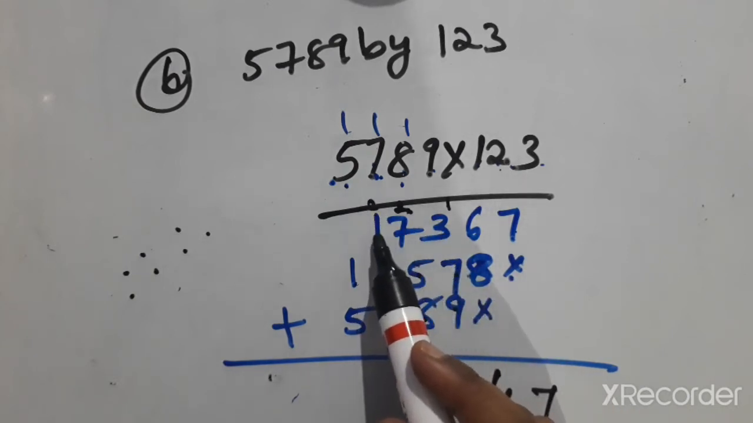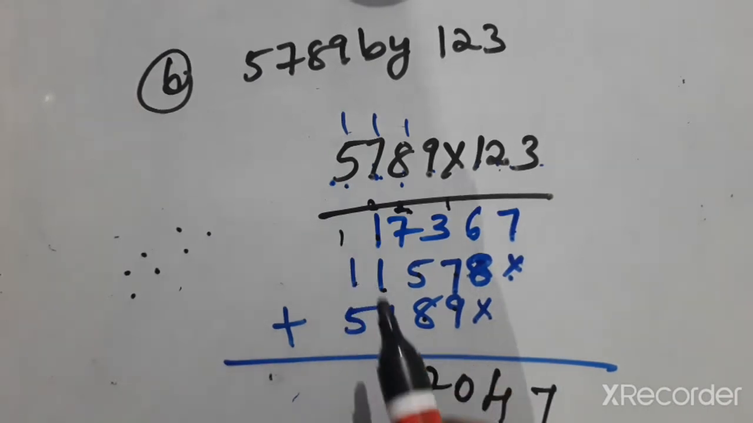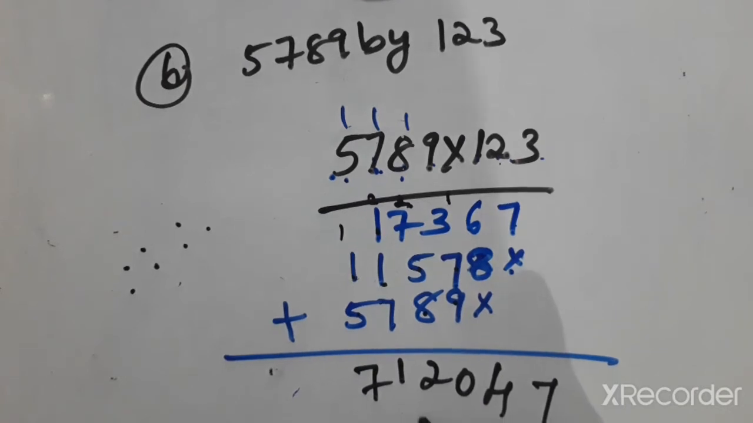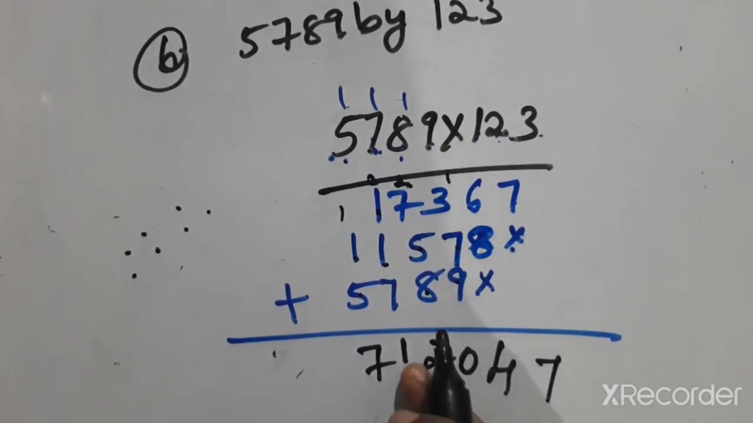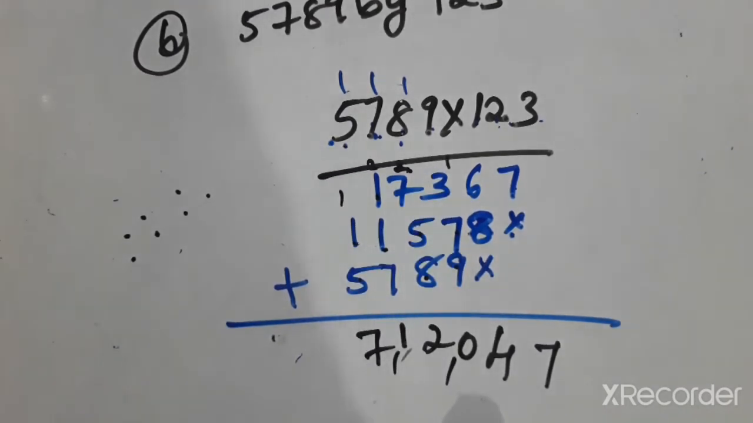2 plus 1 is 3, 3 plus 1 is 4, 4 plus 7 is 11, 1 carry out to the next place. 5 plus 1 is 6, 6 plus 1 is 7. Answer is 7,12,047. 7,12,047 is the answer.